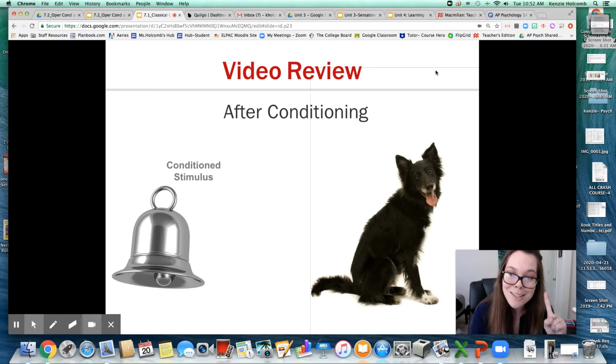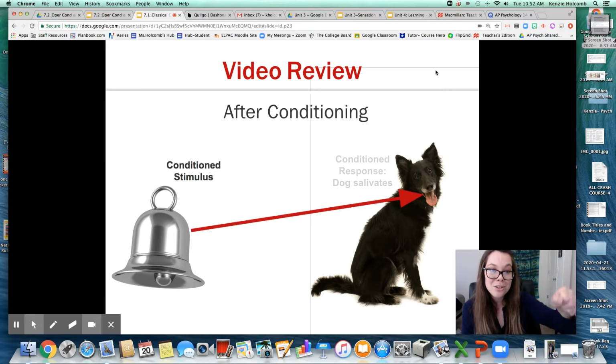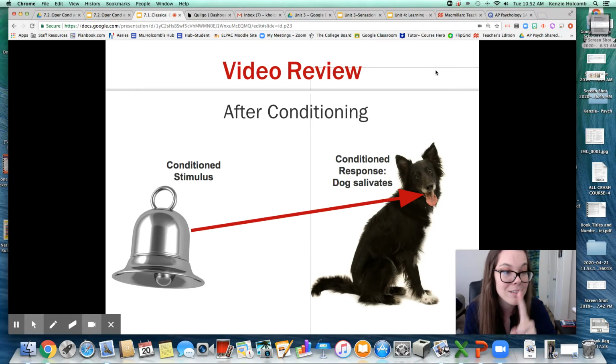After the dog is conditioned, all you have to do is ring the bell, the conditioned stimulus, because the bell has now turned from the neutral stimulus into the conditioned stimulus. And now if you ring the bell, the dog will have a conditioned response and salivate. How cool is that, right? So now we took out the unconditioned stimulus completely. We took out the middleman. And this is how we can start conditioning animals, humans.